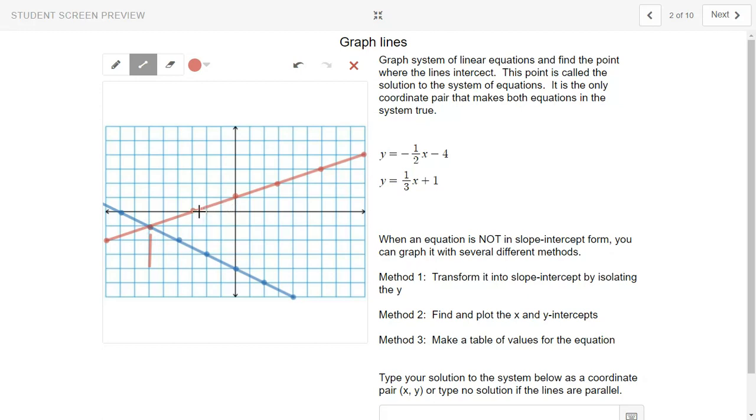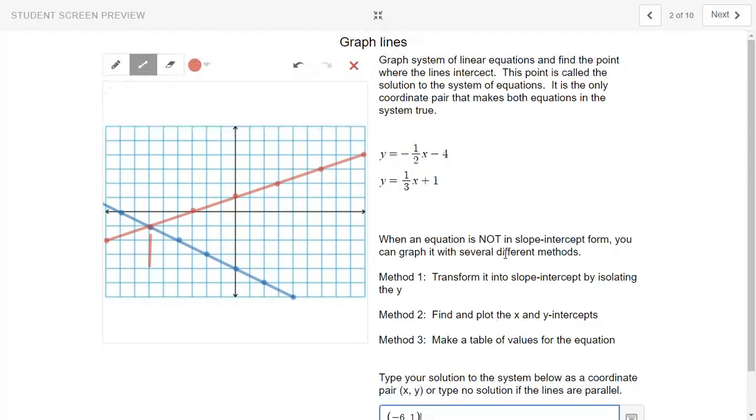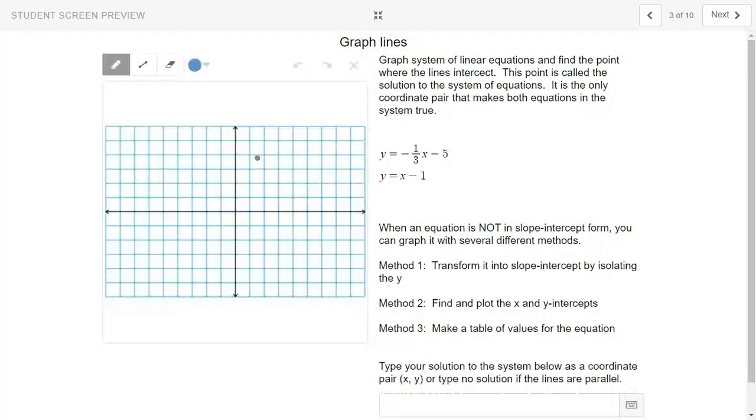That's over 1, 2, 3, 4, 5, 6, and down 1. So that's to the left 6, so that's -6, and down 1. (-6, -1). There's our answer for number 2.